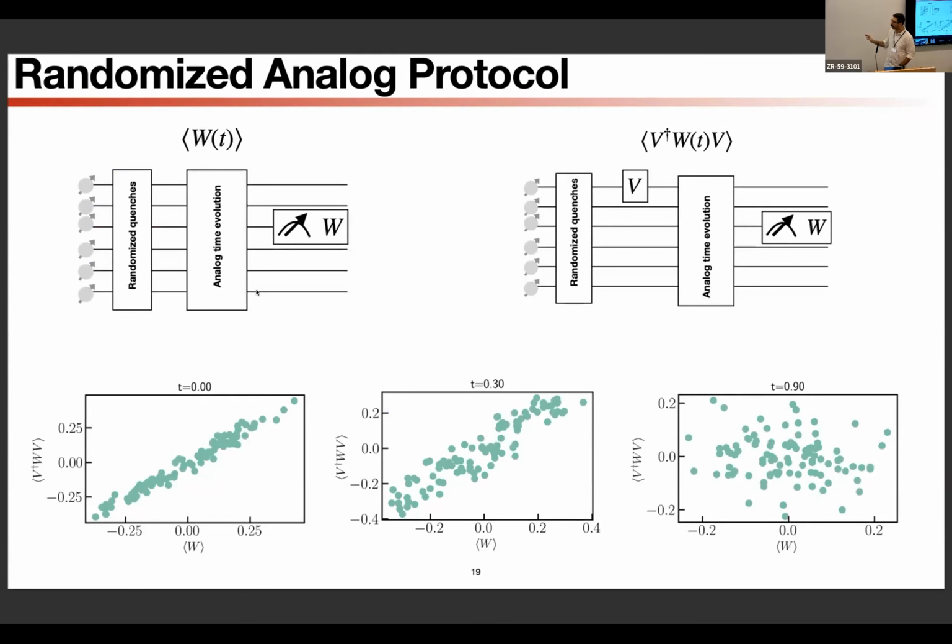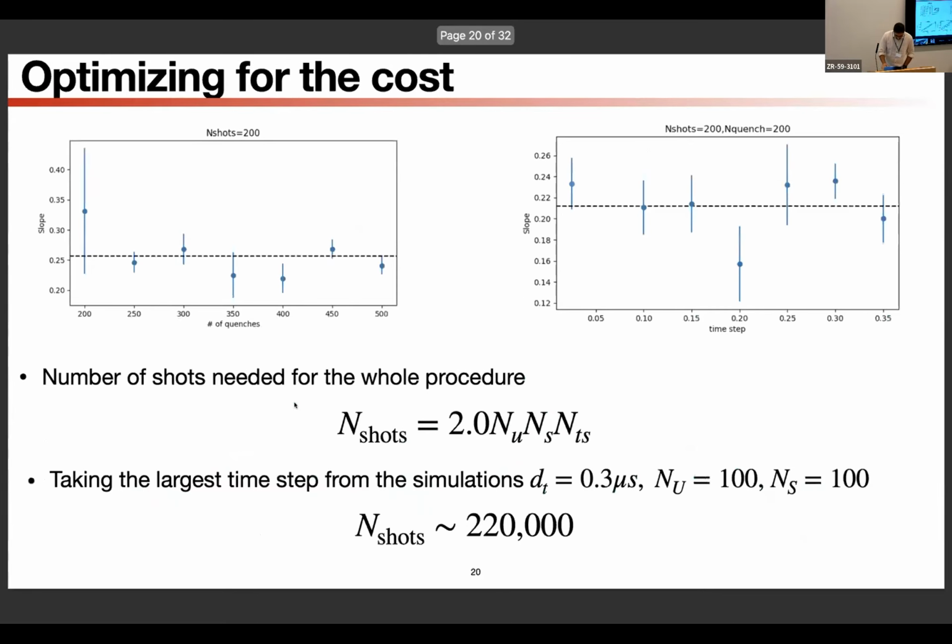We did some simulations for that and performed the same analysis we did by using random quenches. Each one of these green dots is now a randomized sample. At time equals 0, it does what we expected: the ensemble average is 1. And then as time evolves, these decay. So we're on the right track to use these to measure OTOCs on analog hardware.